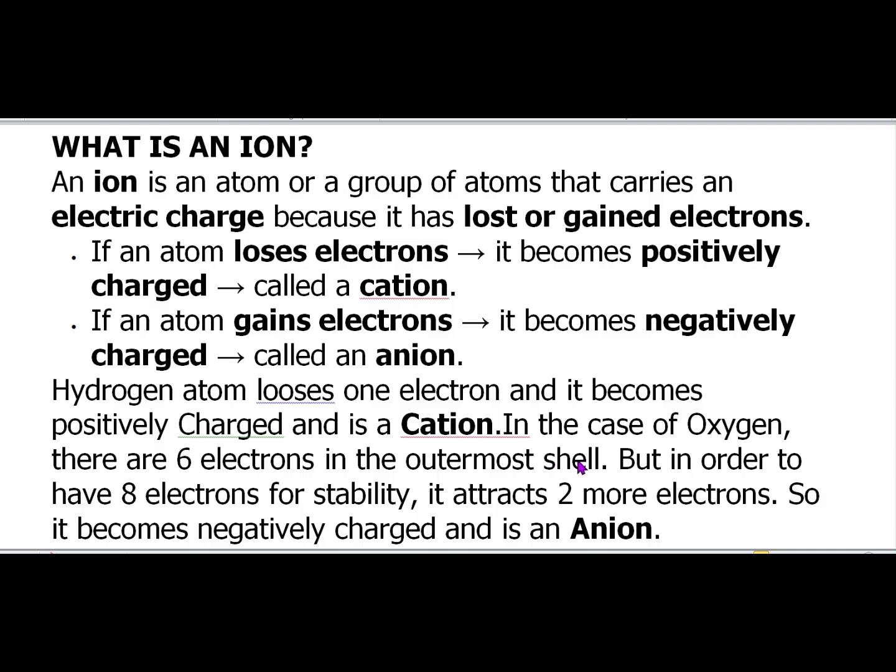In the case of oxygen, there are 6 electrons in the outermost shell, but in order to have 8 electrons for stability, it attracts 2 more electrons, so it becomes negatively charged and is an anion. Oxygen atom is an anion. So you understand what is an ion. Ion means it is a charged one. It is either negatively charged or positively charged, depending upon whether it loses the electron or gains the electron.